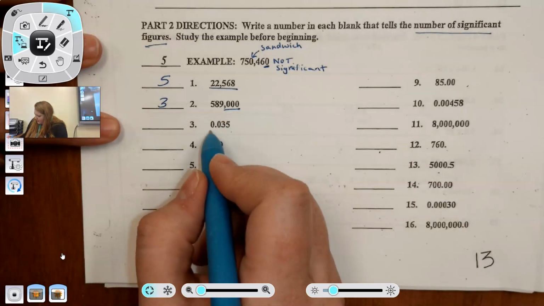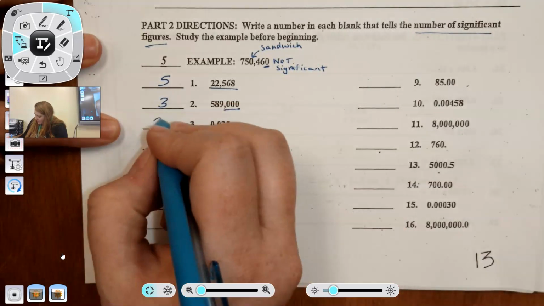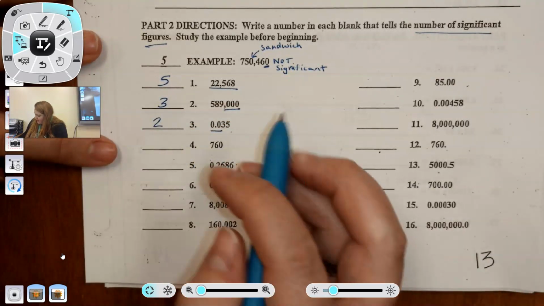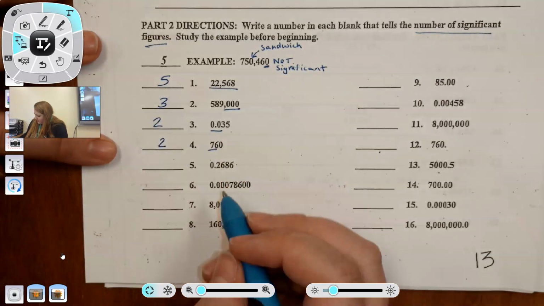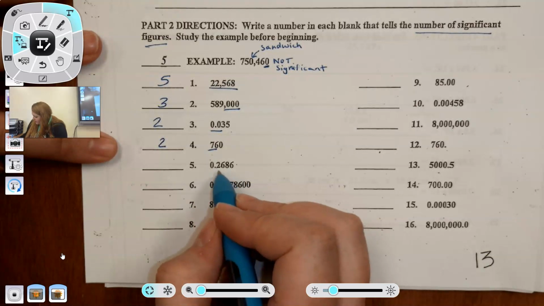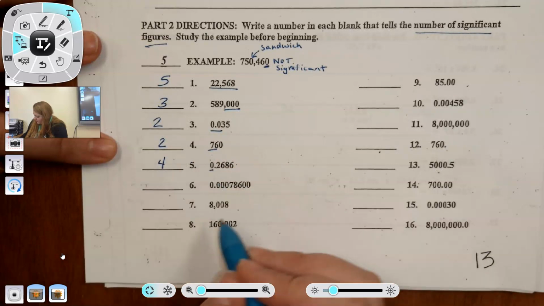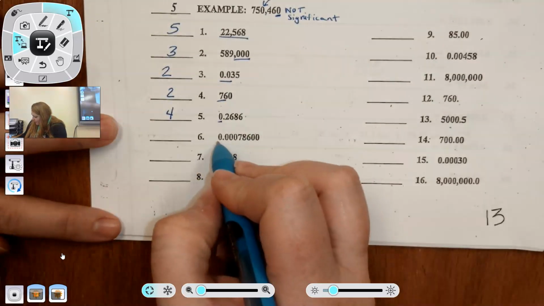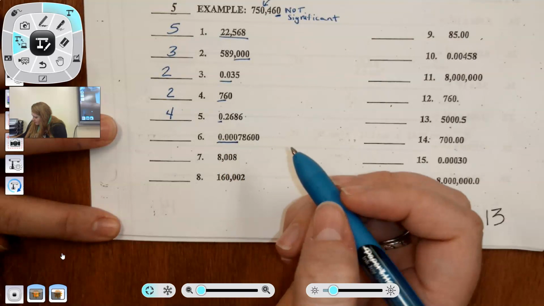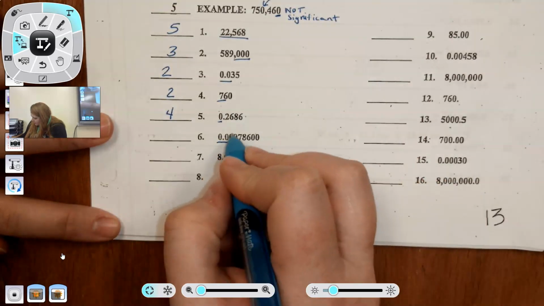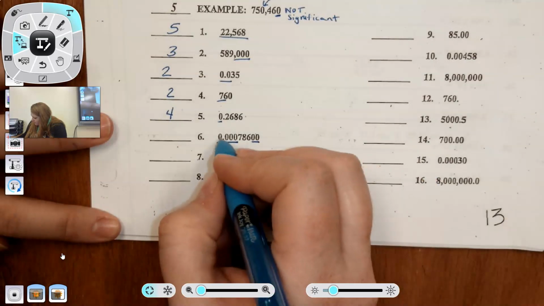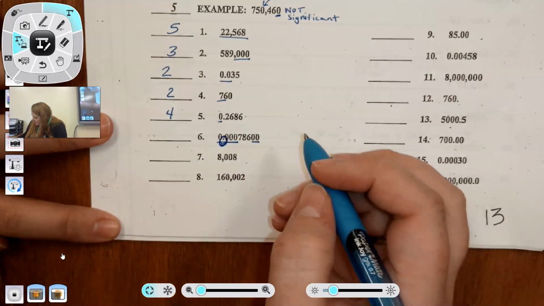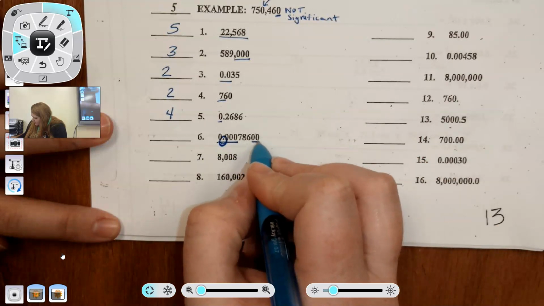Number 3, leading zeros are not significant, so there are 2 sig figs there. This is a trailing 0, and there's no decimal, so there's 2 sig figs. This is a leading 0, so it is not significant, so there are 4 significant figures there. All of these are leading zeros, so none of those are significant. These 2 are trailing zeros, but there is a decimal. So these 2 zeros are significant.